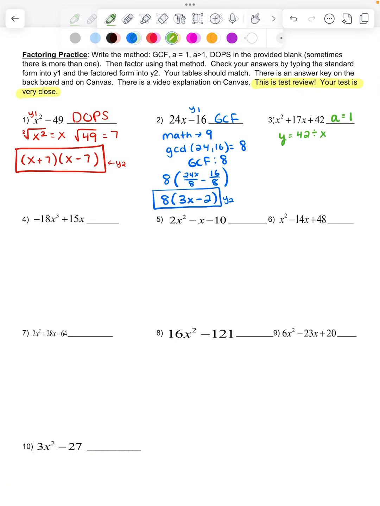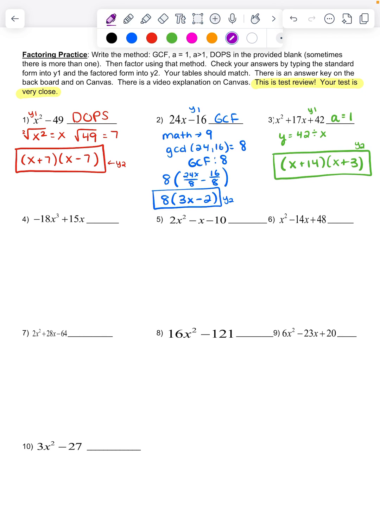And when I have those 2 numbers, they just go directly into my parentheses, and because they're both positive, I just do 14 and 3. So this is my answer in factored form. I could type this into y1 and this into y2 and check the tables to see if they match to check my answer.